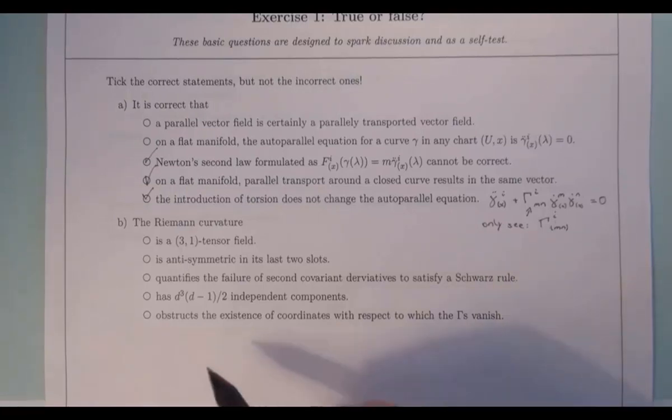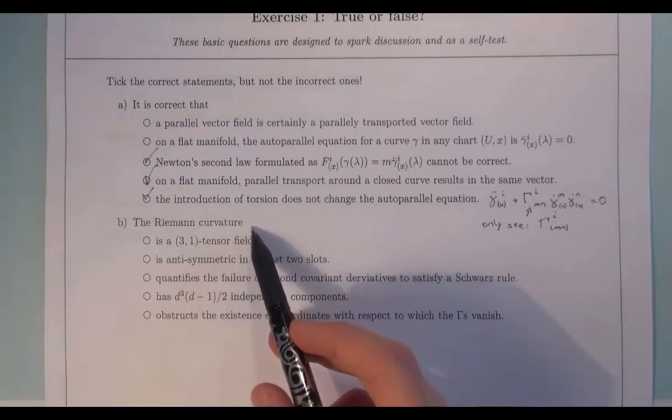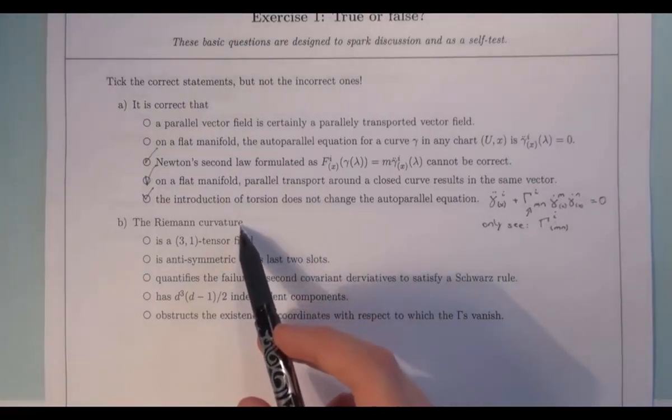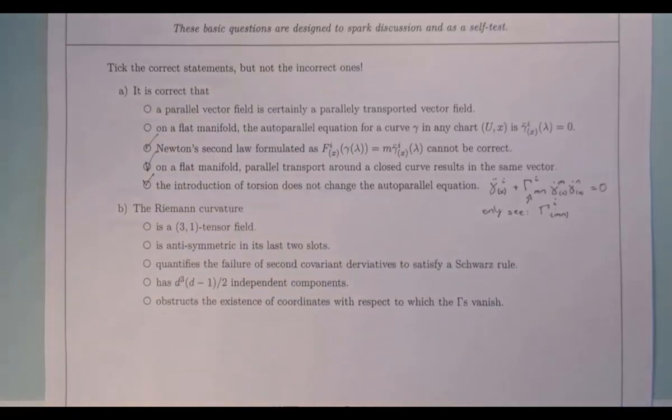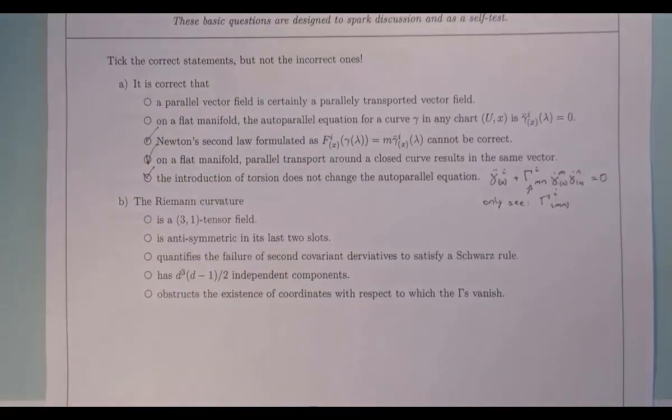And the second exercise here deals with Riemann curvature. Riemann curvature is not a 3-1 tensor field, it's a 1-3 tensor field. So the statement is wrong. It is antisymmetric in its last two slots.